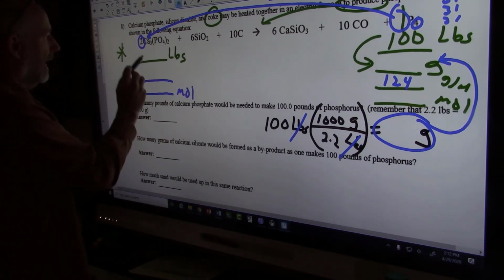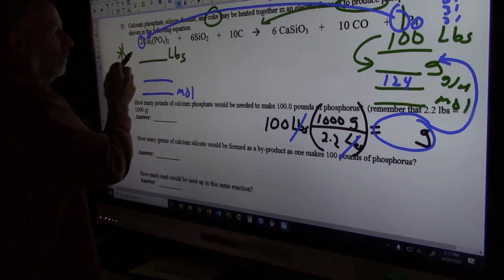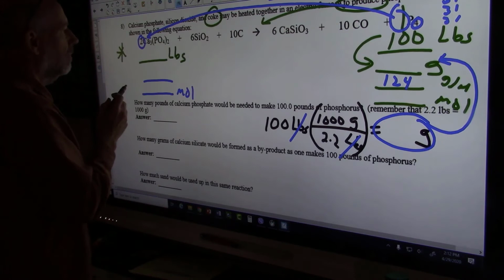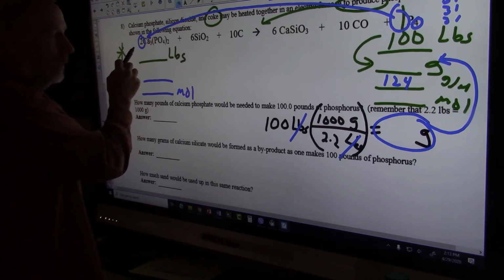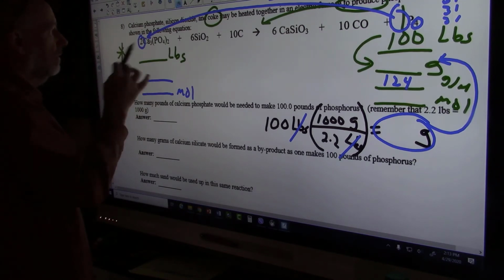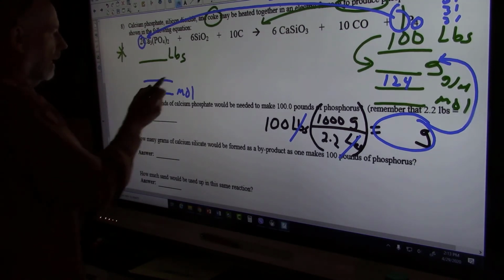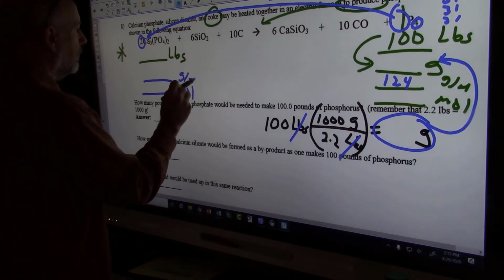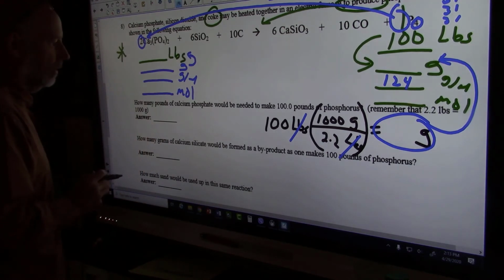Okay, you need the molar mass of Ca3(PO4)2. That's going to be a big one, because I think PO4 is about 96 or something like that. You've got 2 of them, so that's darn near 200, plus 3 calciums, which is 40 plus 40 plus 40. It's going to be something like a little shy of 320 grams per mole. That'll give you grams, and then you've got to go from grams to pounds.